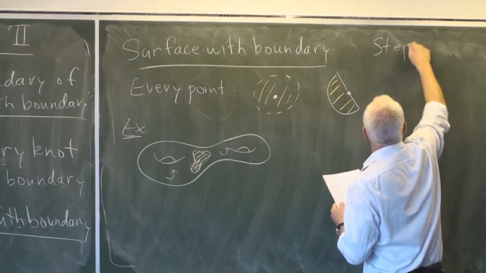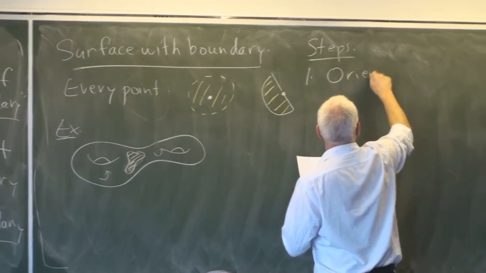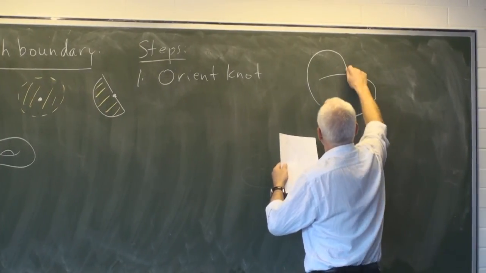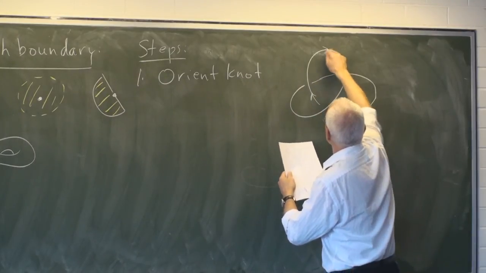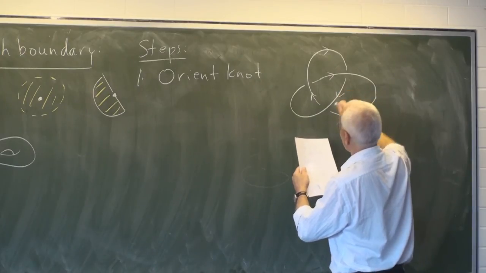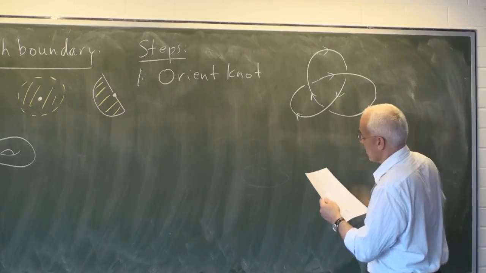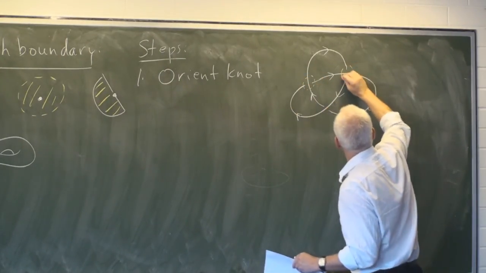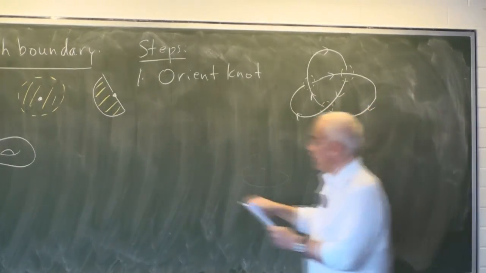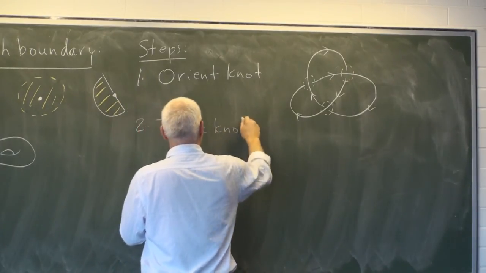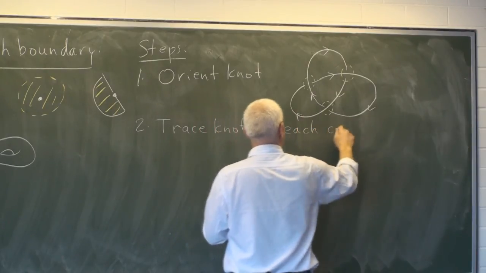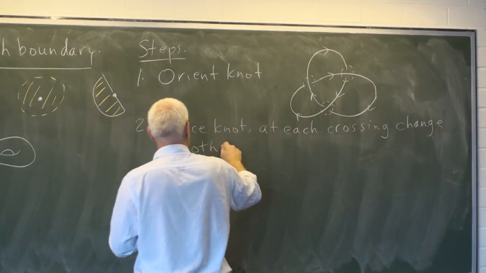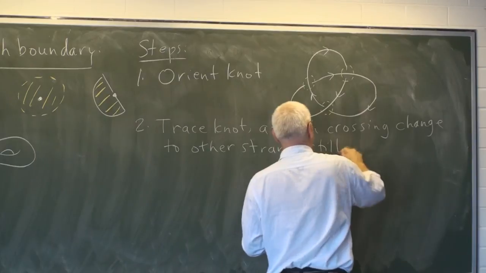So here are the steps. Step one is to orient the knot. Let's take a trefoil, and we'll orient it. So at each crossing, we're going to do something. The second step is that we're going to trace the knot and at each crossing change to the other strand, still in the same direction.